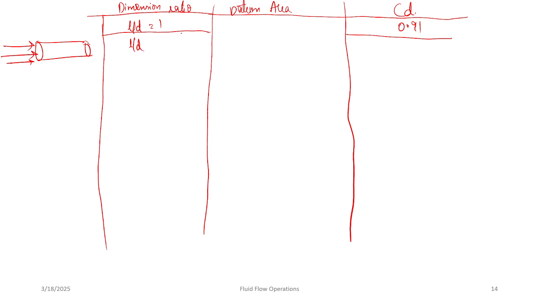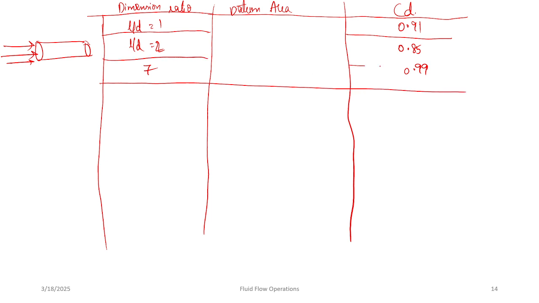And if L by D is around 2, that means length is twice that of diameter. In that case, CD decreases to 0.85. And if this L by D ratio is around 7, that means length is 7 times more than diameter. In that case, CD is around 0.99. In all these cases, the datum area will be pi by 4 d square, that is the area exposed to the flow.